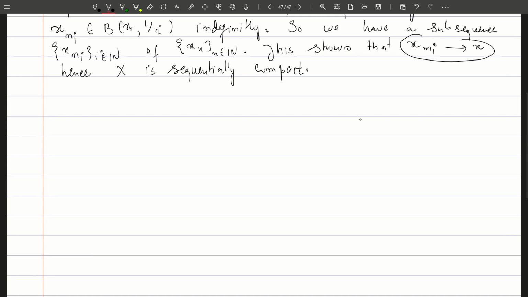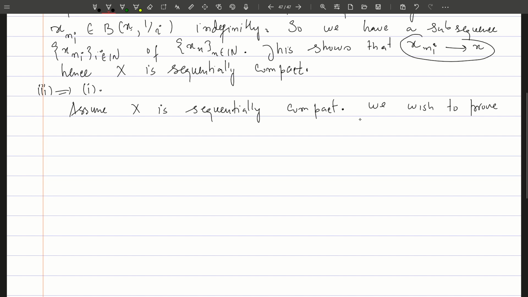Now finally we are going to prove third implies first. I mean, we assume X is sequentially compact and we prove X is compact. So assume X is sequentially compact. We wish to prove X is compact. That means we have to prove any open cover of X exhibits a finite subcover. So let us pick an open cover of X.